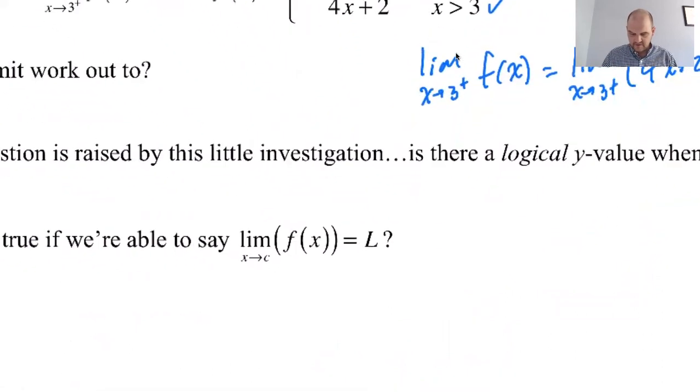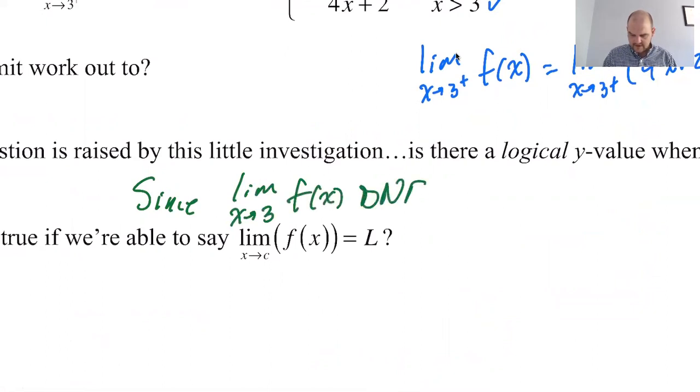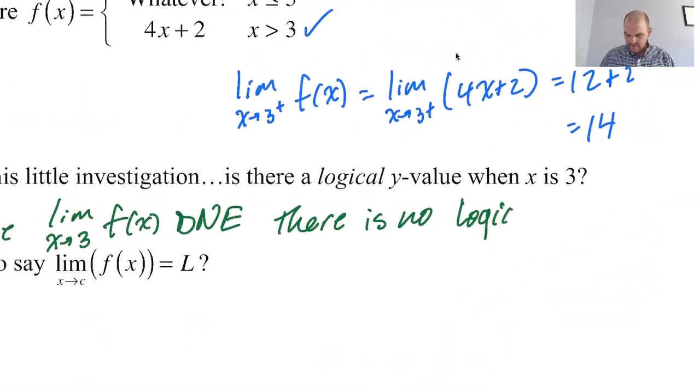So for this particular problem, since the limit as x approaches 3 of f of x does not exist, there is no logical y value. If the limit existed, the logical y value would be the limit, because why would it not be? Why, when you move from left to right and from right to left, would you get to a certain point, but when you get to that point, it not be the value? There's no logical y value here.